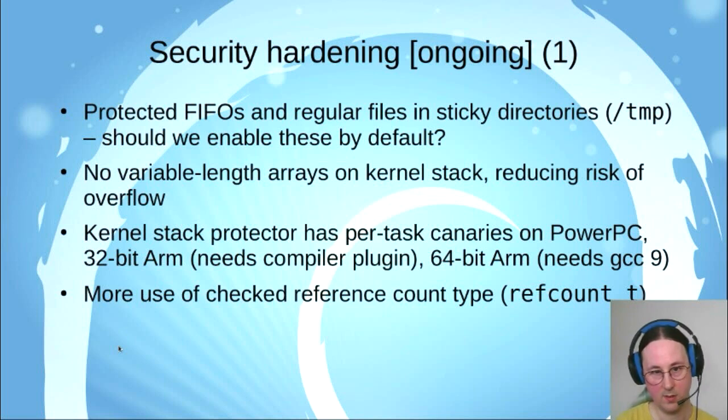So there are new optional protections for FIFOs, also known as named pipes, and for regular files. Those might introduce some compatibility problems, but I think we should consider enabling those by default. Maybe do that as an experiment and see what breaks.